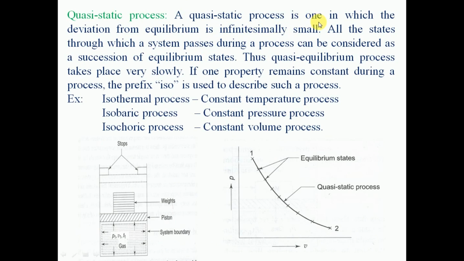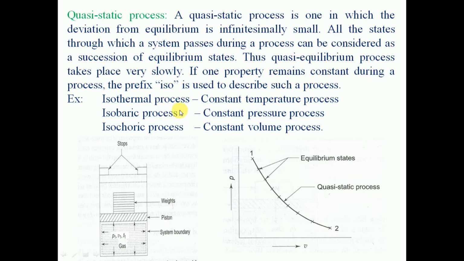A quasi-static process is one in which the deviation from equilibrium is infinitesimally small. All the states through which the system passes during the process can be considered a succession of equilibrium states. The quasi-equilibrium process takes place very slowly. If one property remains constant during a process, the prefix iso is used to describe such a process.